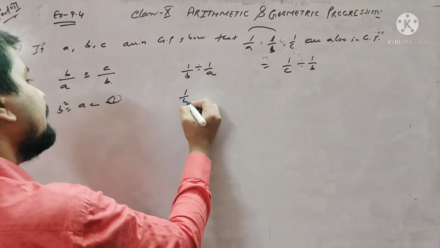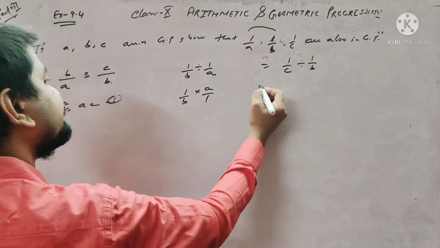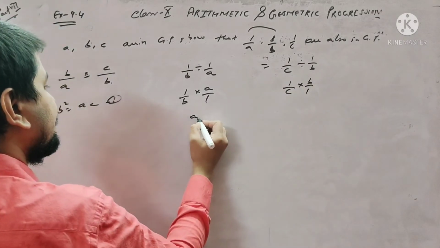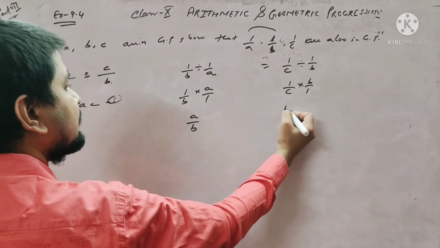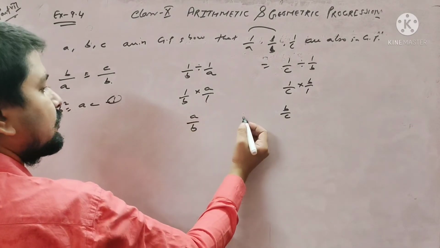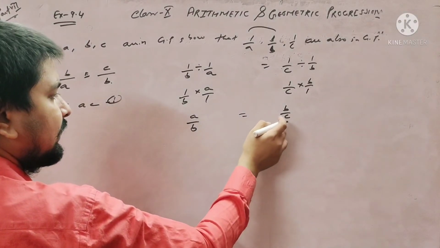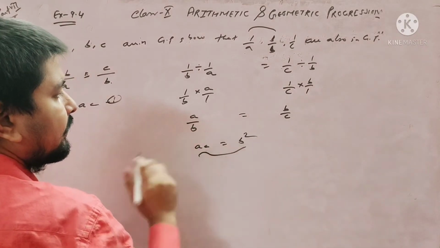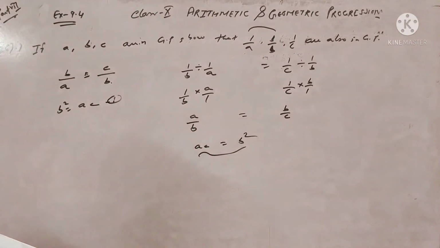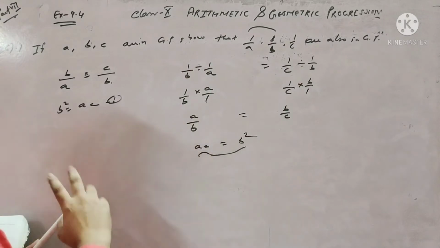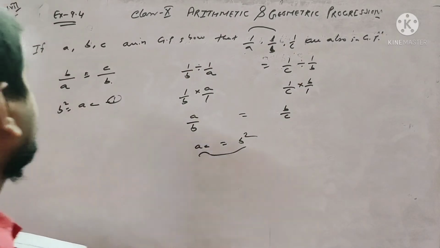So 1 by b into a by 1, and here we calculate 1 by c into b by 1, that means a/b, and here is b/c. So you see, if this one is equal, that means ac equals b square. This one is also equal and this one is also equal, that means these statements are also in GP.